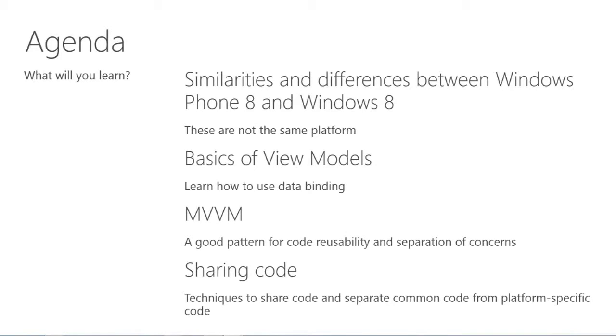But it is a really good pattern for code reusability. And basically what it means is you'd be separating the concerns. You'd be separating your data from your view model from your view, or what your UI is. And then finally, when we have that good base between the similarities and differences and this pattern of MVVM, then we'll talk about some very specific techniques that you can use to maximize that code reuse.